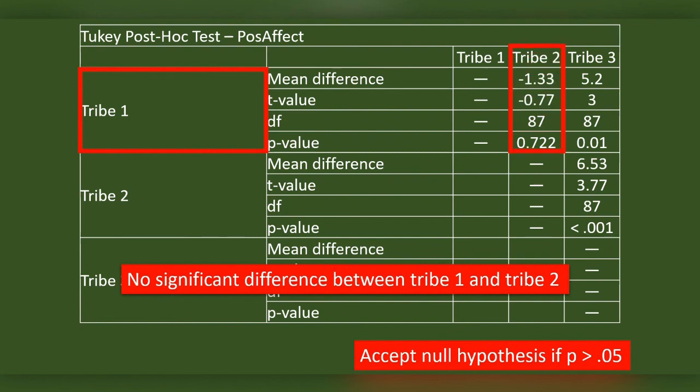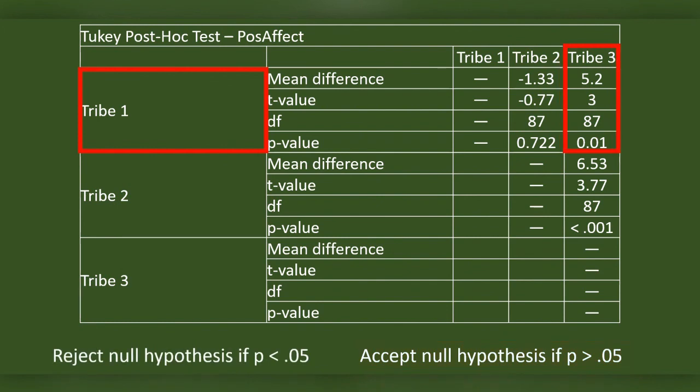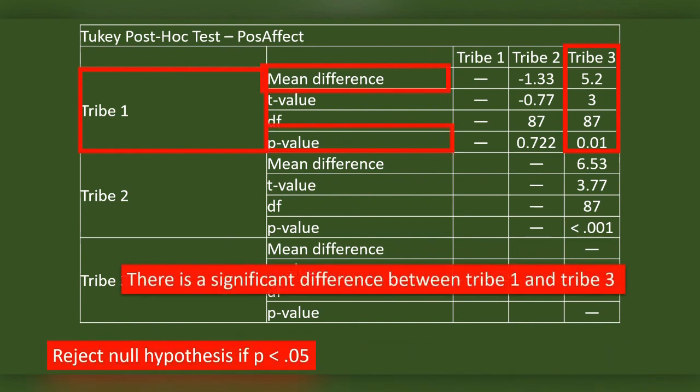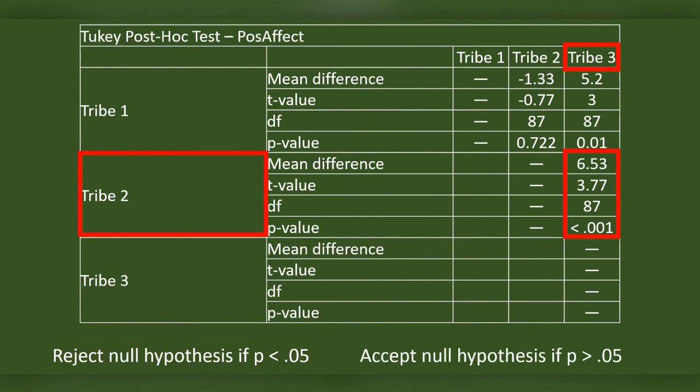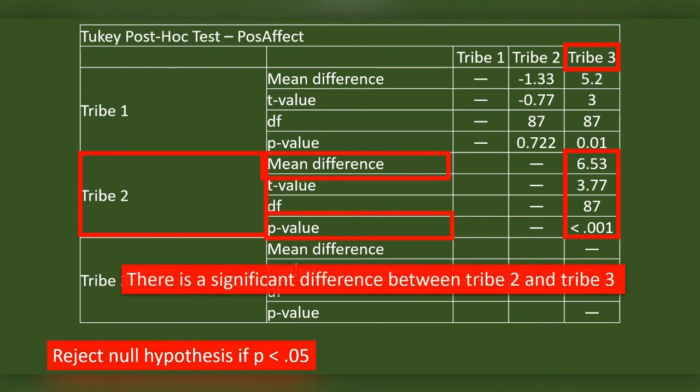Now, while comparing Type 1 and Type 3, the mean difference is 5.2 with a t-value of 3. P or probability is lesser than 0.05. We have to reject the null hypothesis here because there is a significant difference between Type 1 and Type 3. Comparing Type 2 and Type 3, the mean difference is 6.53 with a t-value of 3.77. P or probability is lesser than 0.05. We have to reject the null hypothesis because there is a significant difference between Type 2 and Type 3.